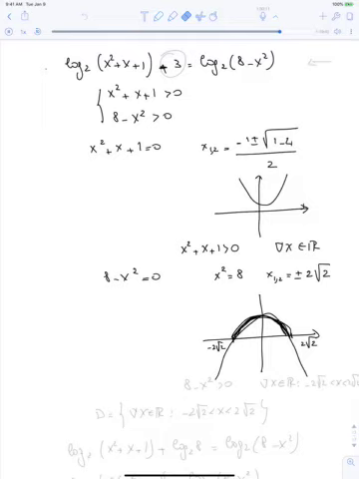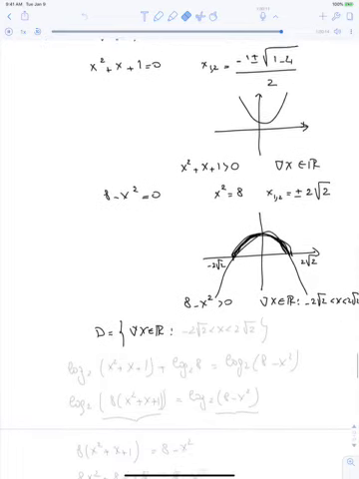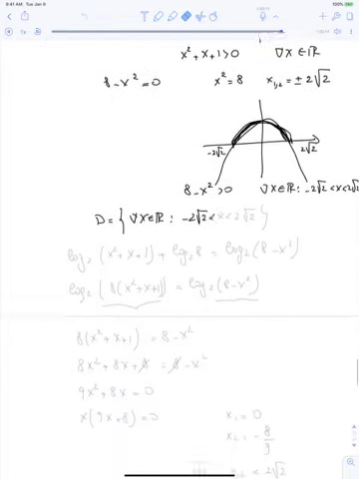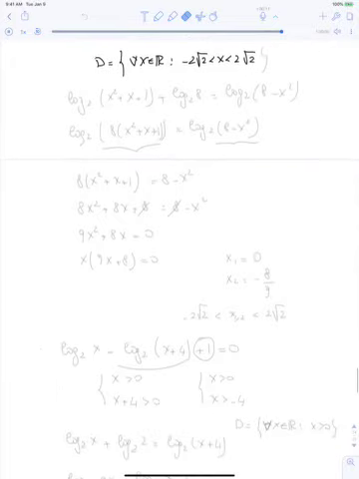So the solution of the second inequality, 8 minus x squared greater than 0, is for all the x in the set of real numbers such that minus 2 square root of 2 is less than x less than 2 square root of 2. So we intersect the two domains and we get that the domain of the logarithmic equation is for all the x in the set of real numbers such that minus 2 square root of 2 is less than x less than 2 square root of 2.